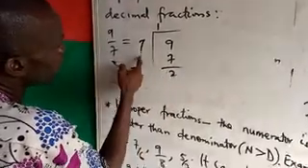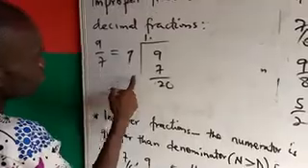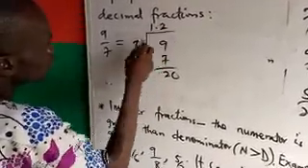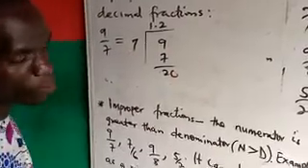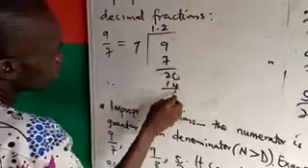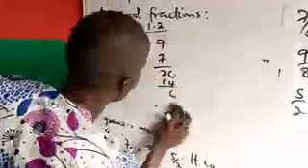Now, can 7 people share 2? No, they cannot share. So put a decimal point, and at the end, add 0 to it so that 7 can share. 7 sharing 20, we are going to be having 2. Now 7 times 2 is 14. When we minus it, we'll be having 6.